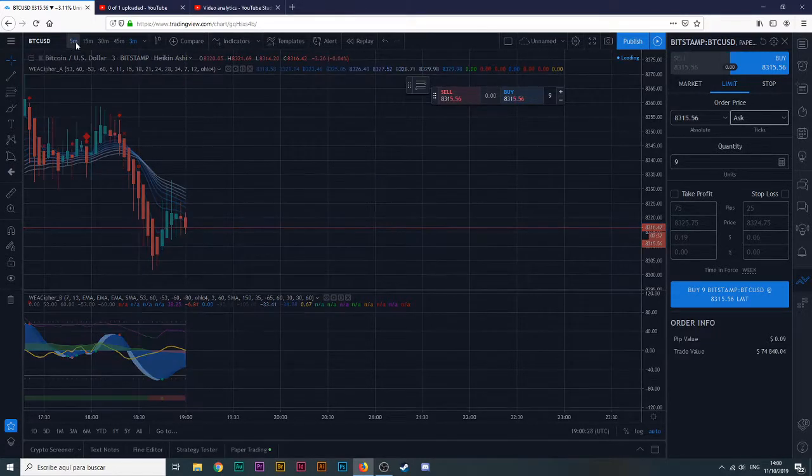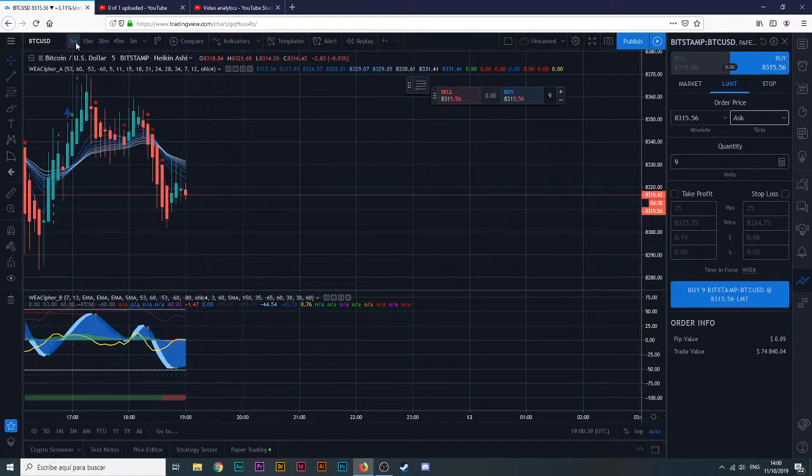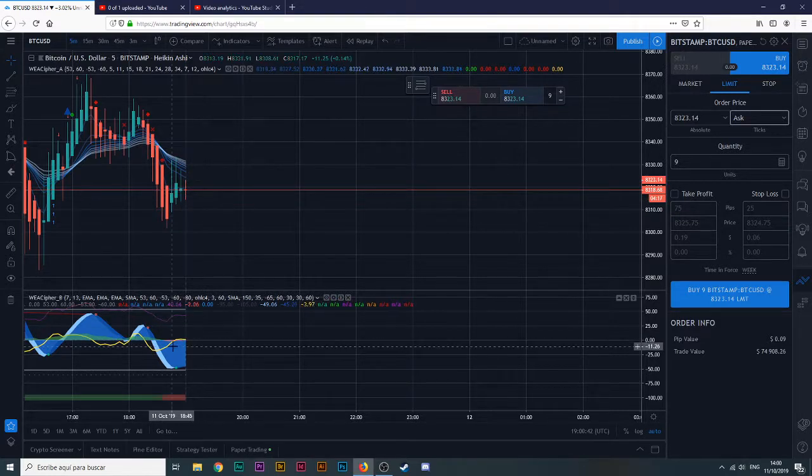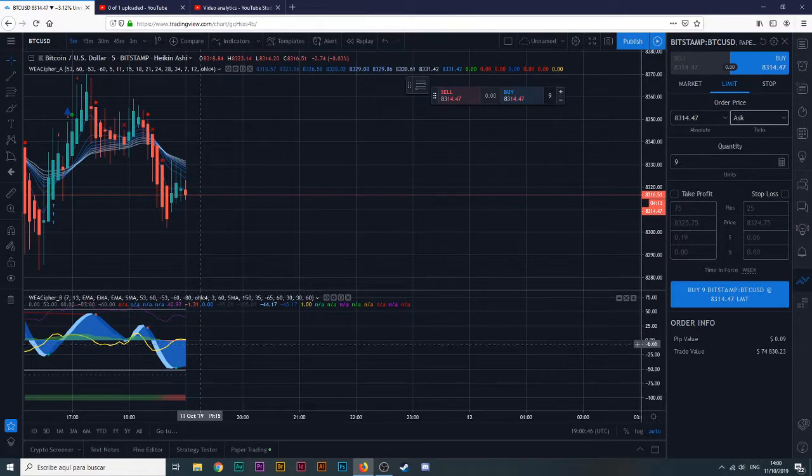Let's look at the 5-minute. So the idea that we would get a long after this DWAP line crossed above zero in the 3-minute and the 5-minute did not work. We're still in chop, so we're not entering the trade.